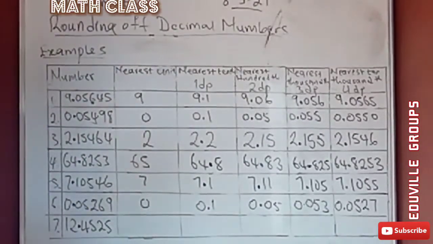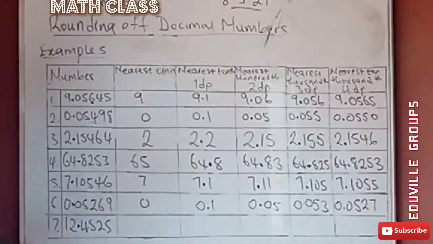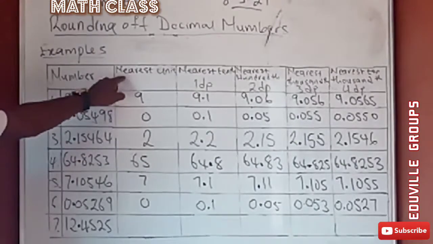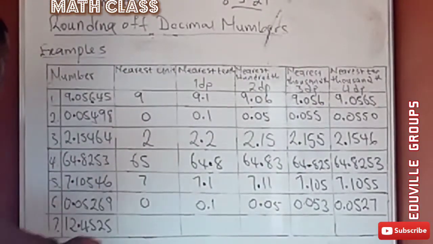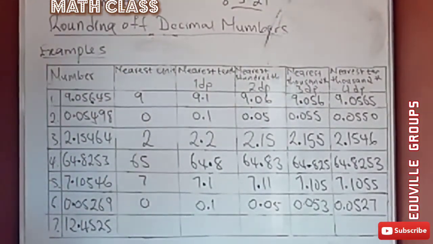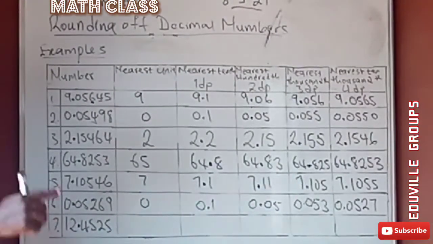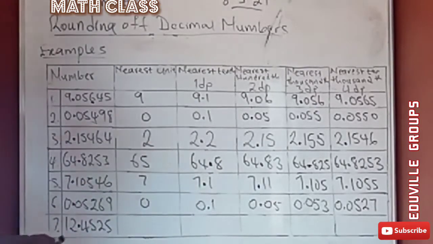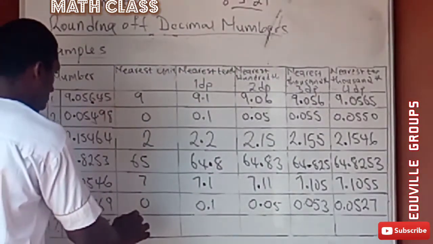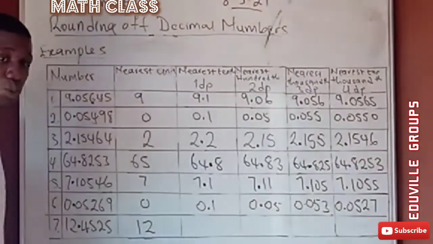Coming to the last now, but not the least, we are rounding to the nearest what? Unit. So what is going to be our answer? Which digit is at the units place? 2. And the next number is what? 4. We're not adding anything. So our answer will be what? Just that 12.